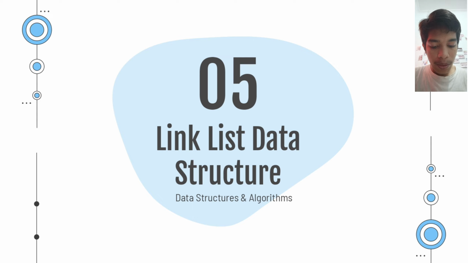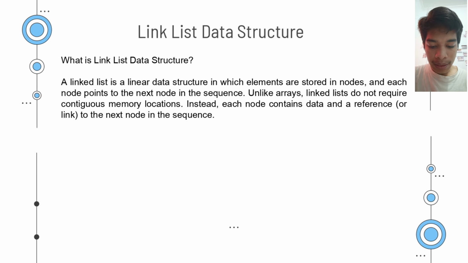Now we're going to go to the linked list data structure. Okay, linked list data structure. What is the linked list data structure? A linked list is a linear data structure in which elements are stored in nodes, and each node points to the next node in the sequence.